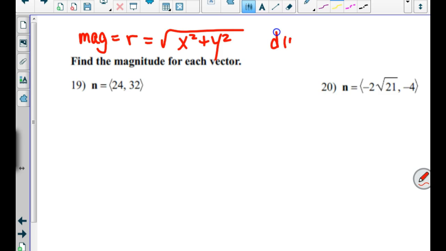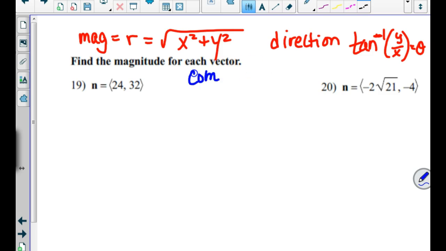The direction is inverse tangent y over x. And if you happen to be given those 2 things, magnitude and direction, and you're trying to find components, you find the components by doing r cosine theta and r sine theta. Just coming back to you guys.